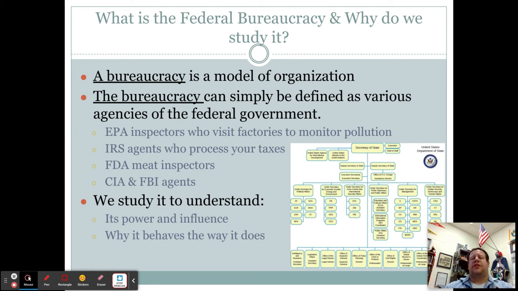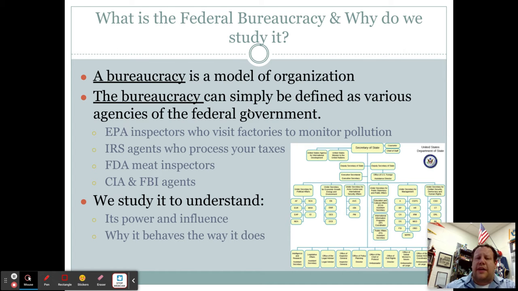So a bureaucracy is just a model of organization. It can be a lot of different levels of governance. There are various agencies that work underneath different agencies, and so on all down the line. Typically, there's somebody in charge of that agency who responds to somebody else, and then there are deputies and secretaries, and so on all down the line.